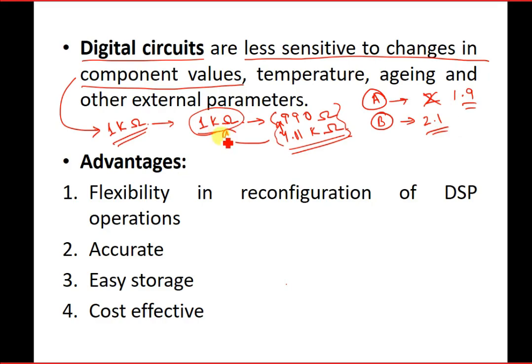So even though you are using a 1 kilo ohm resistance, since you cannot make an exact 1 kilo ohm resistance, there will be a change in the component values, and due to that change, your ultimate output may change. And this is not only true for resistances, it is also true for inductors and capacitors.